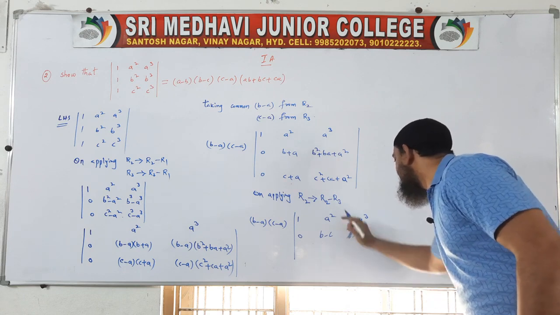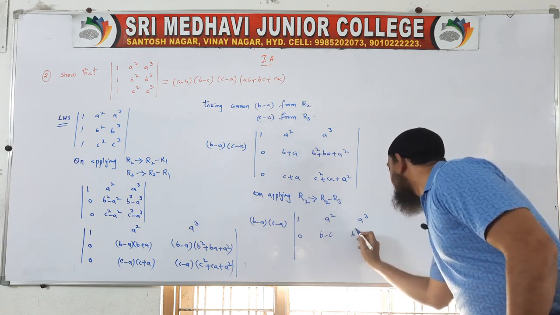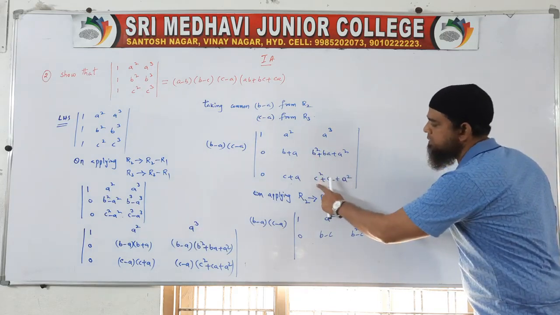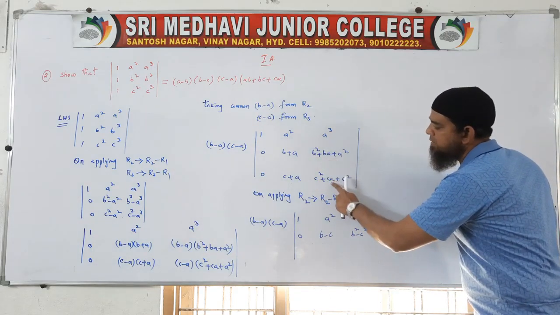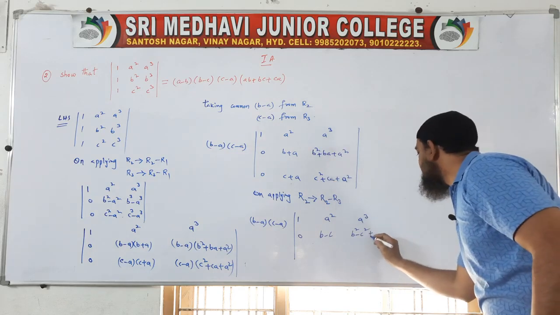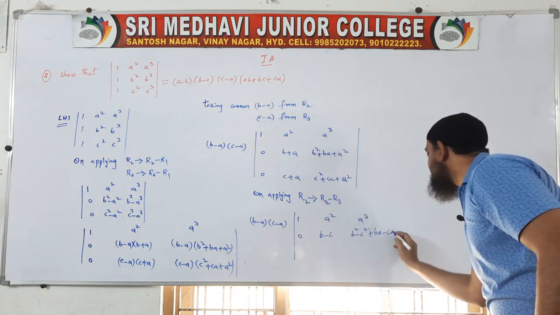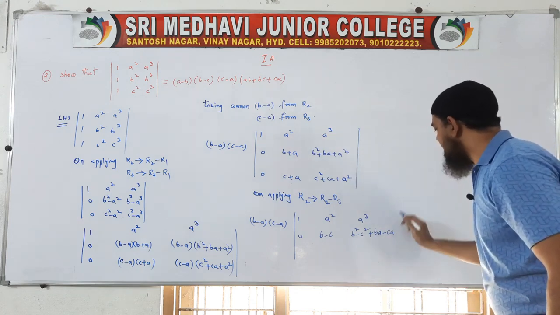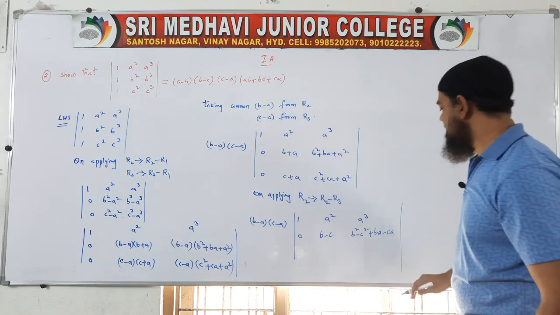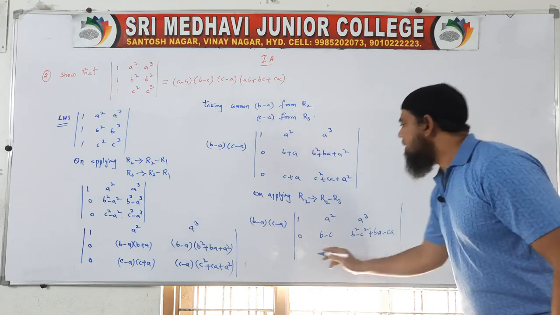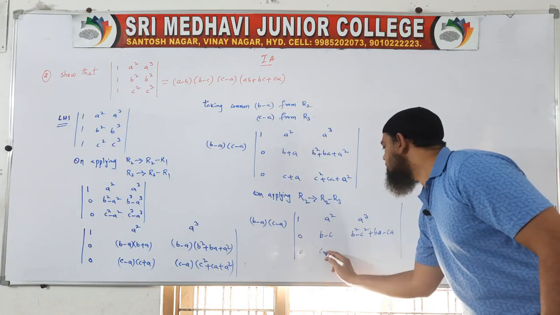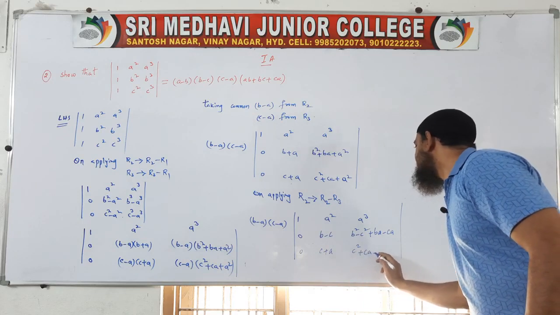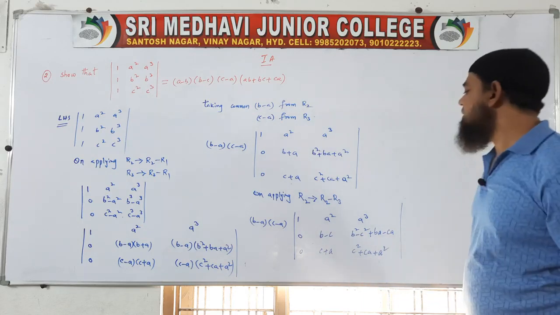B square minus C square. Check properly. B square minus C square. BA minus CA plus BA minus CA plus A square minus A square is 0, no need to write. This is the third term. Now the last column is the same: 0, C plus A, and C square plus CA plus A square. This one is as it is.